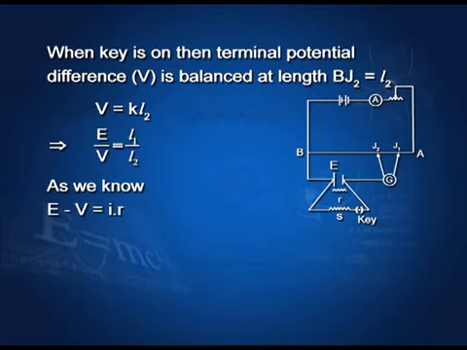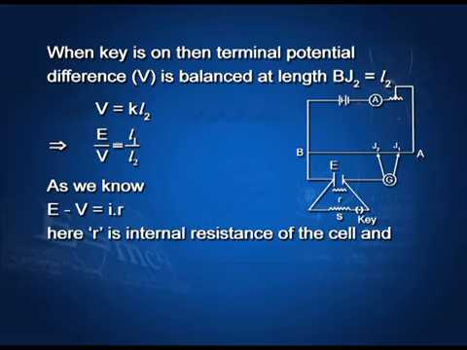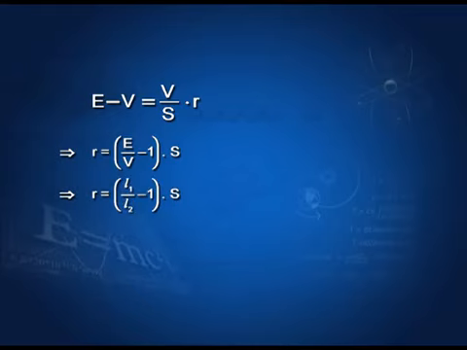As we know, E minus V equals I into small r. Here small r is the resistance offered by the cell internally, and I equals V upon S. So, E minus V equals V upon S into r. That means r equals (E upon V minus 1) into S. Substituting the value of E upon V, we get small r, the internal resistance of the cell, equals (L1 upon L2 minus 1) into S.